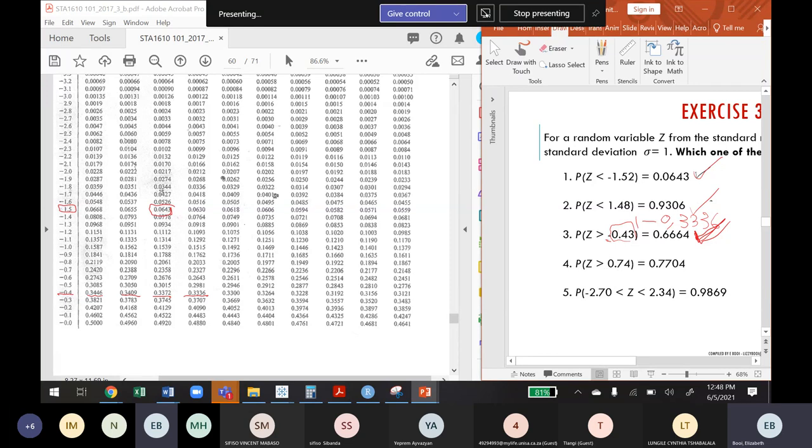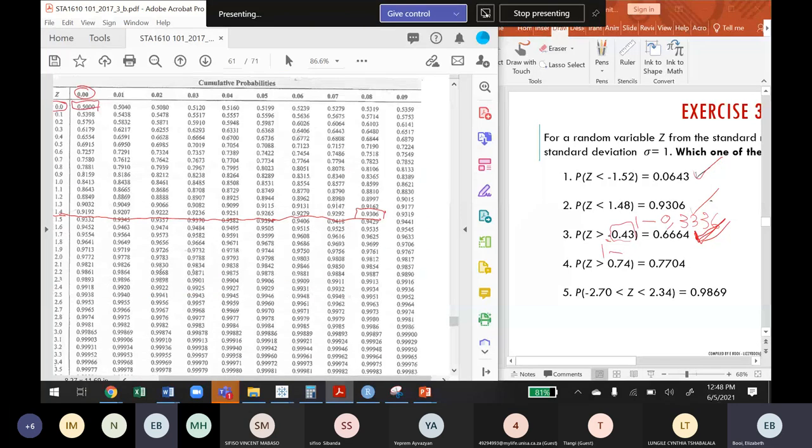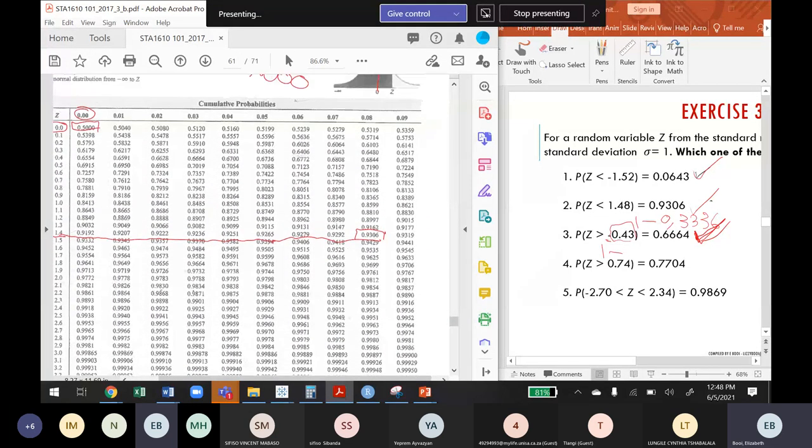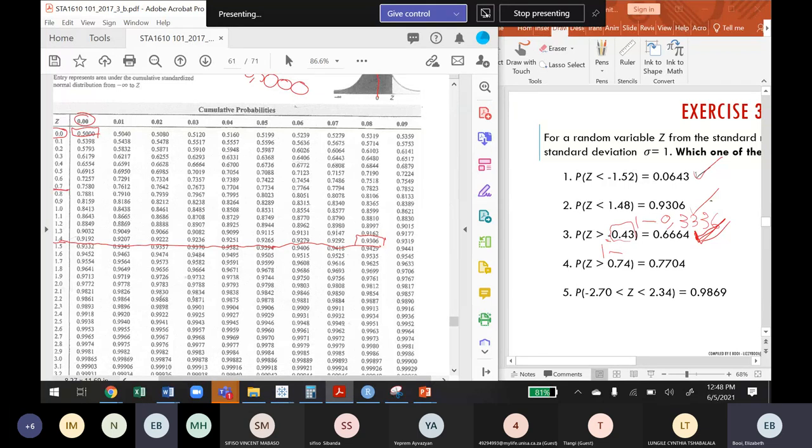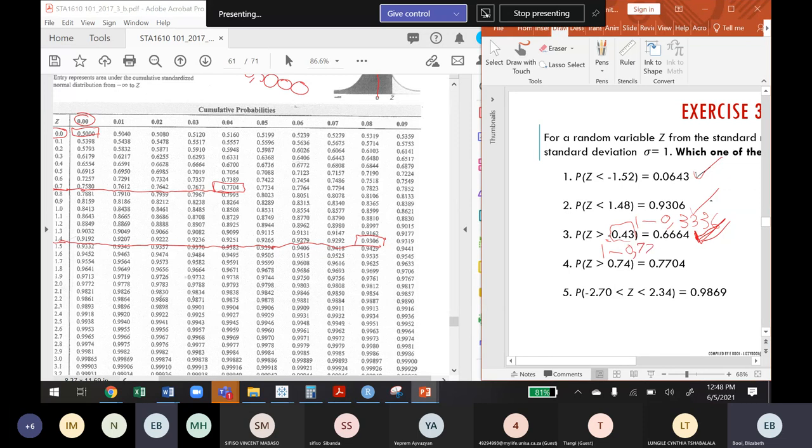So number four, it says the value is greater than 0.74. So now it means we need to go to the positive side. Because it's greater than, we can also say 1 minus the value we'll find on the positive. Let's start with that one, the normal way. The value we find on the positive, where it's 0.7 on the first, and the last digit is 4. So we need to go to 4, which is 0.7704. So that will be 1 minus 0.7704, which gives us 0.2296. Therefore, this is the incorrect answer.